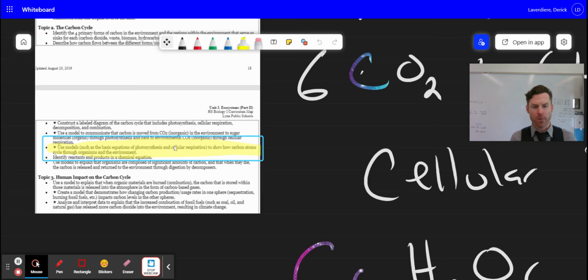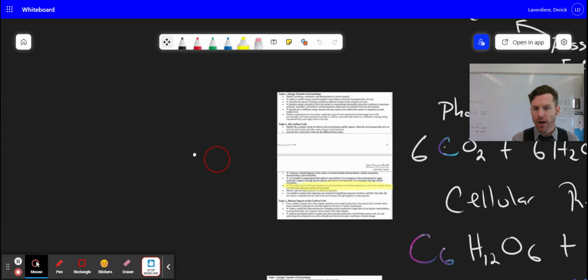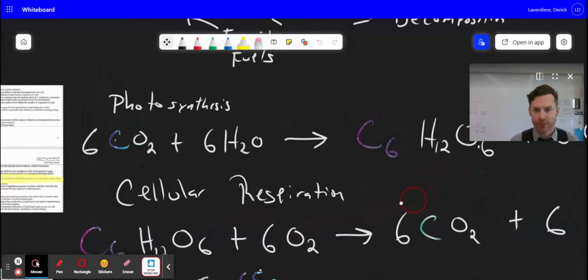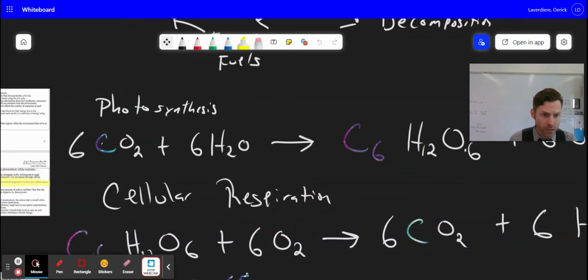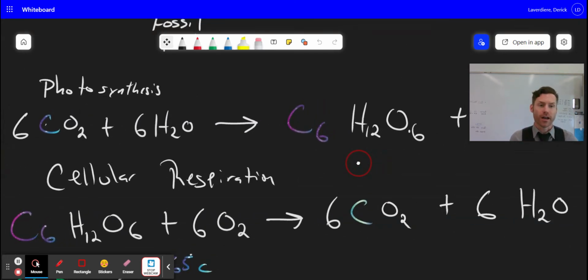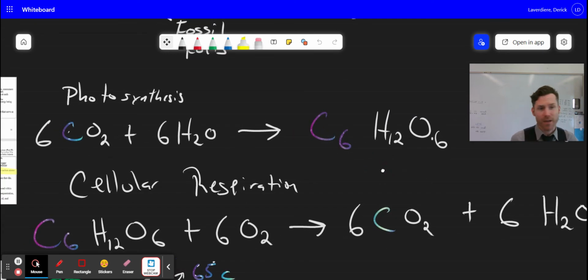Look at that. We're already at the bottom end of our list of bullet points here. This one says use models such as basic equations of photosynthesis and cellular respiration to show how carbon atoms cycle through organisms and the environment. So one of the things to keep in mind here is some of our basic laws of the physical world, and that's that matter and energy cannot be created or destroyed, right? It's just passed back and forth between different things. All right. And so the carbon in our system is just moving to different forms, back and forth and back, depending on what stage it's in.